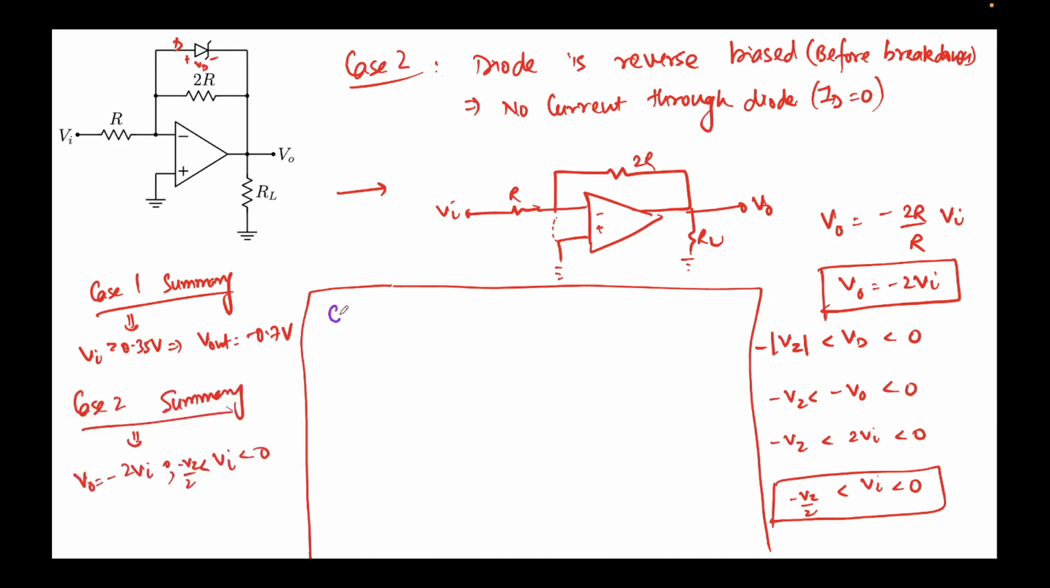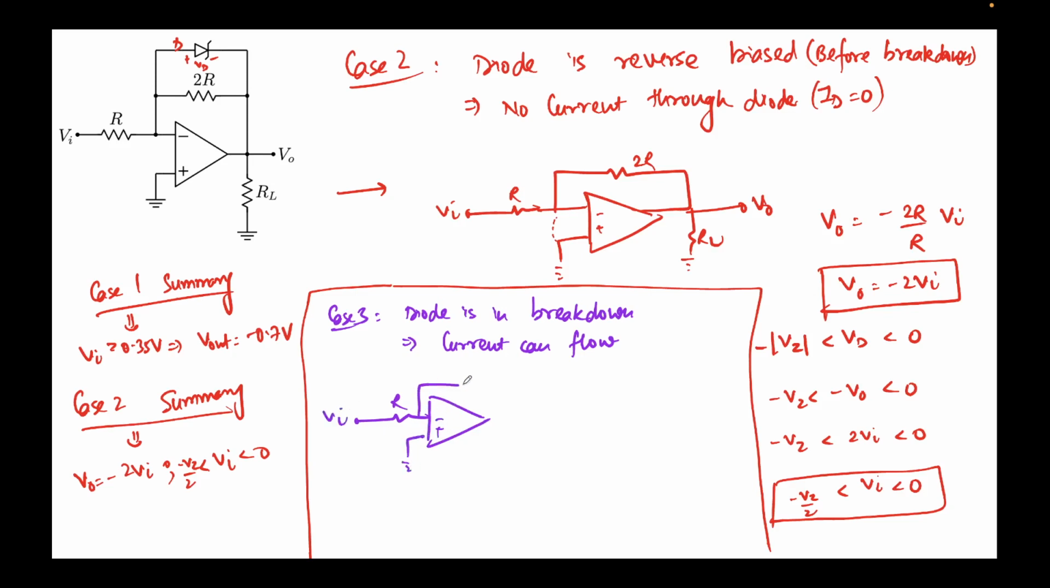Case 3 is the third scenario where a diode is in breakdown. This means current can flow. How will the circuit diagram look like then? Op amp will remain the same. This is positive. Here is the input side. You have a 2R resistor as feedback. This is the load resistor. This is the output.